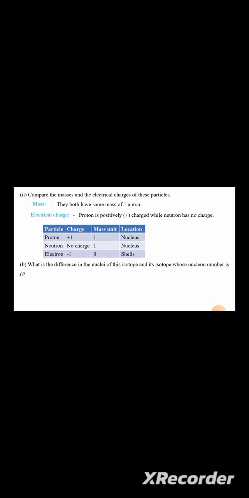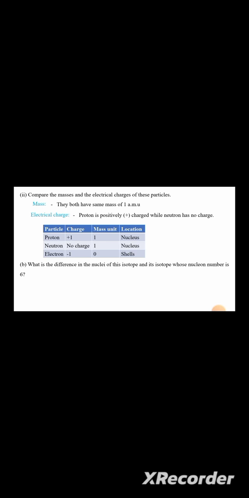Coming to B, what is the difference in the nuclei of this isotope and its isotope whose nucleon number is 6? So now, when you read carefully and understand this question, it is asking us to write the difference in the nucleus. So remember, in the nucleus, there are only two particles there, the proton and also the neutron. Nothing else. So now we have to get to know the difference of these isotopes.